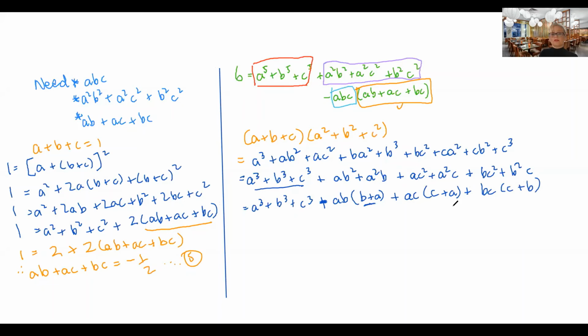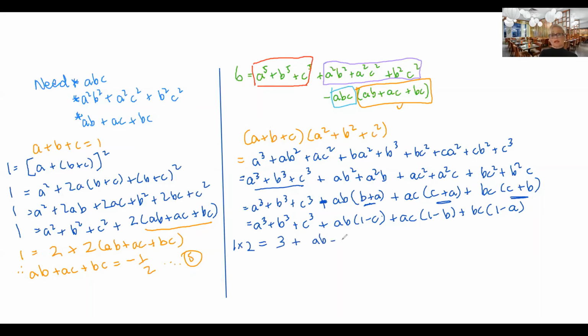And then we remembered that from our A plus B plus C as 1, we can sub in B plus A will be 1 minus C, C plus A will be 1 minus B, and C plus B will be 1 minus A. This is looking good because it looks like we're going to get an expression happening for an ABC here. Okay, so that's 1 times 2. So 1 times 2 equals 3 plus AB minus ABC plus AC minus ABC plus BC minus ABC.